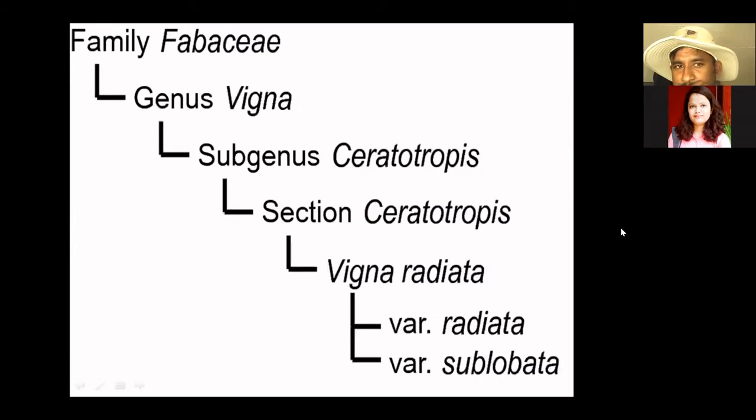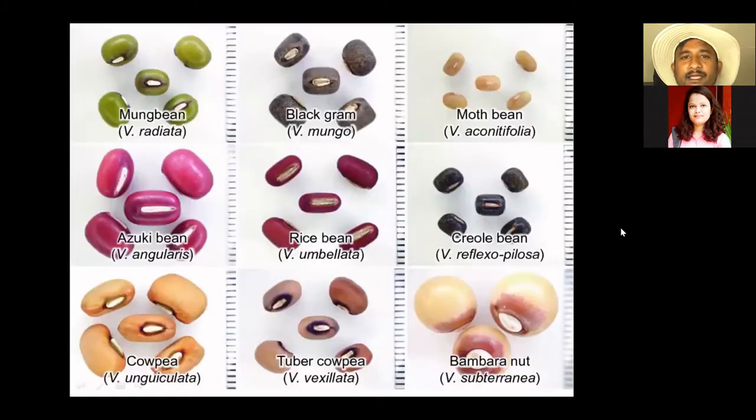Coming to the family of this mung bean, it has Fabaceae family, genus Vigna, subgenus Ceratotropis, and section Ceratotropis. In this, Vigna radiata and Vigna sublobata have been classified. And coming to the different wild Vigna species or the different cultivated Vigna species, probably you people have seen mung bean, Vigna radiata, right?